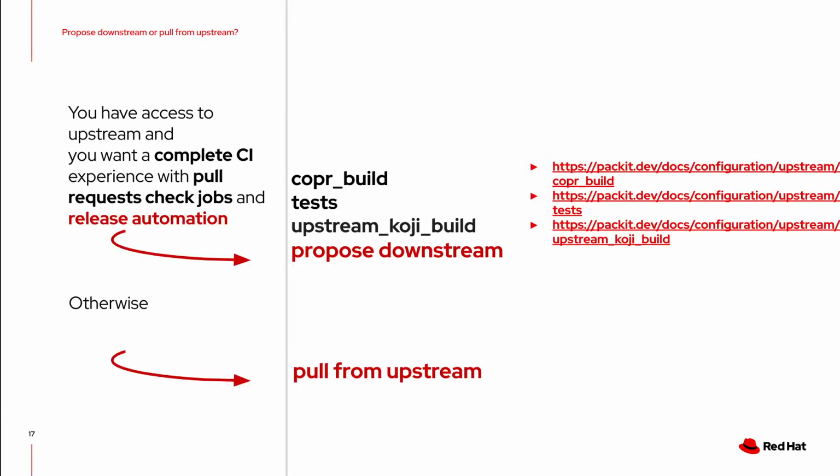If you have access to the upstream and you also want a complete continuous integration experience, then go with the propose downstream job. Probably you already have, or maybe you want, Copr builds, tests, and upstream Koji builds that can only be configured in the upstream. Otherwise, we suggest you choose the pull from upstream job that can be configured from the downstream.